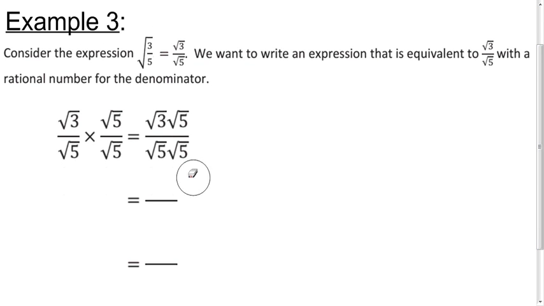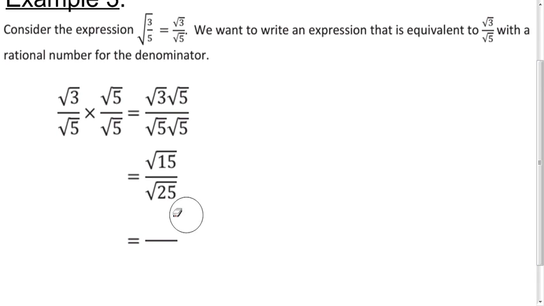Multiply the numerators together, we get the square root of 15. Multiply the denominators together, we get square root of 25. Square root of 15 doesn't simplify, but the square root of 25 is 5. And these numbers are equivalent, but now this one is in simplest form.